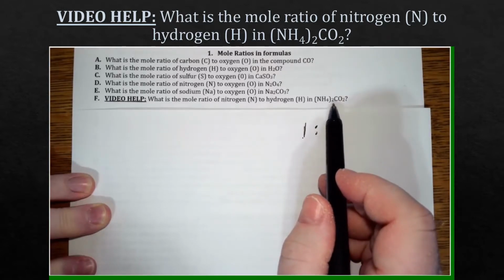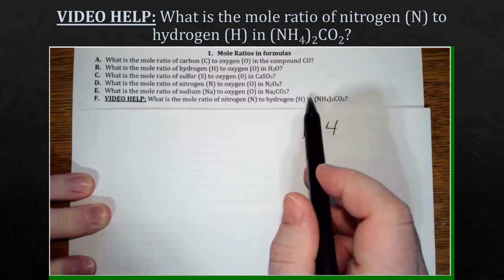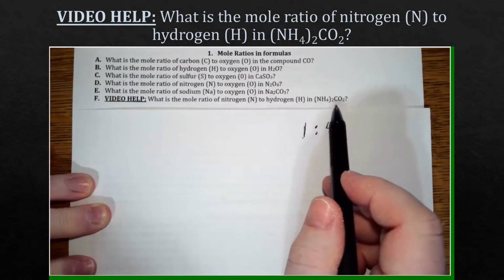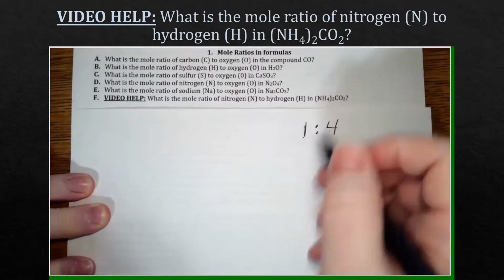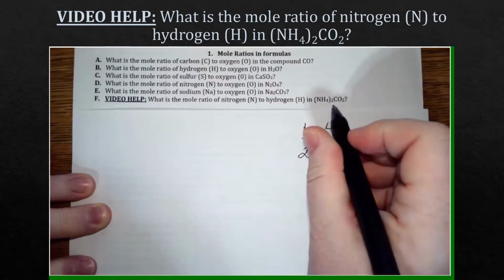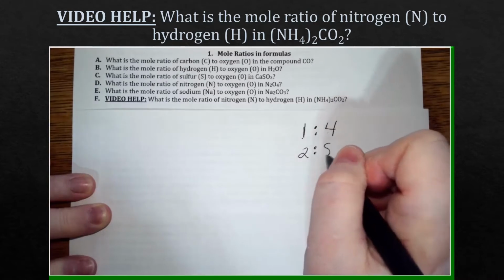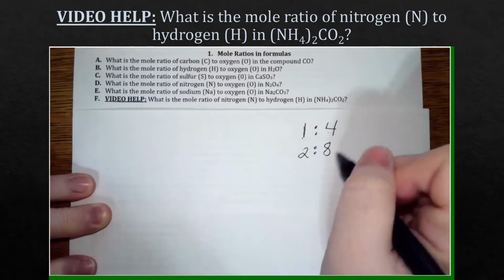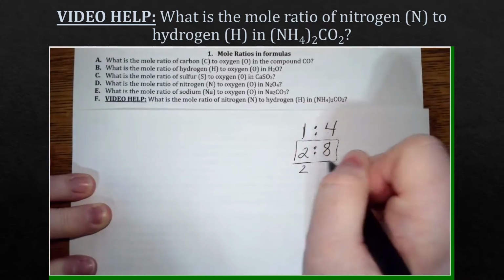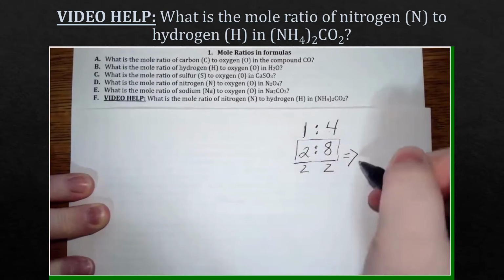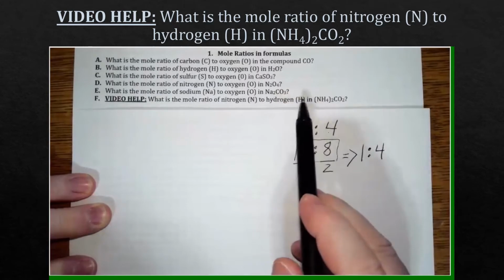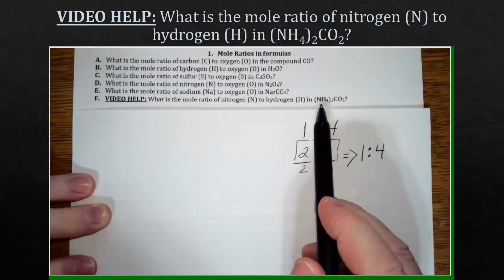But do you see this 2 outside? Would that affect the ratio if I'm only talking about things in the parentheses? Well, let's find out. That 2 means I have 1 times 2, so I have 2 nitrogen inside, and 2 times 4 is 8. I have 8 hydrogen inside. I would have to reduce this, so divide both of these by 2, and that would give me 1 to 4. So as long as both things I'm comparing are inside the parentheses, I'm okay.